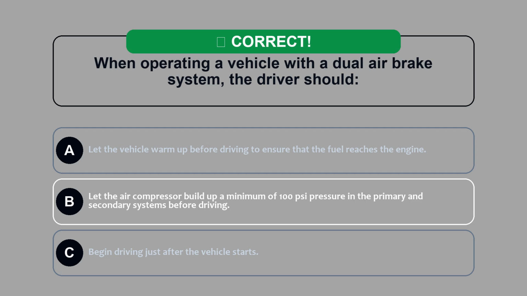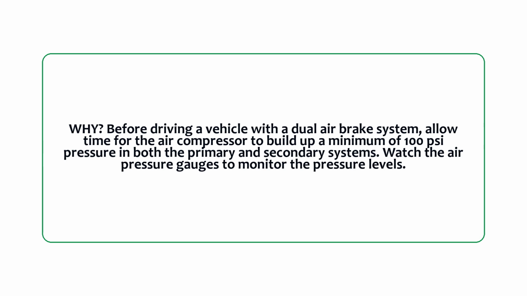The correct answer is option B, let the air compressor build up a minimum of 100 psi pressure in the primary and secondary systems before driving. Explanation. Before driving a vehicle with a dual air brake system, allow time for the air compressor to build up a minimum of 100 psi pressure in both the primary and secondary systems. Watch the air pressure gauges to monitor the pressure levels.